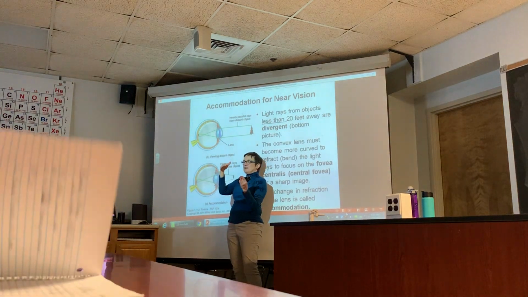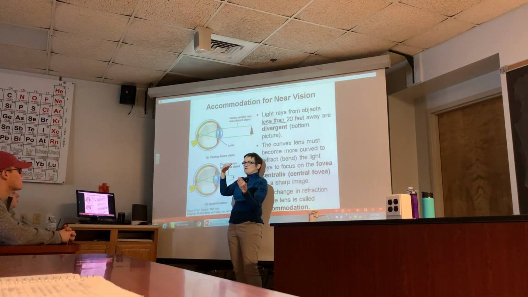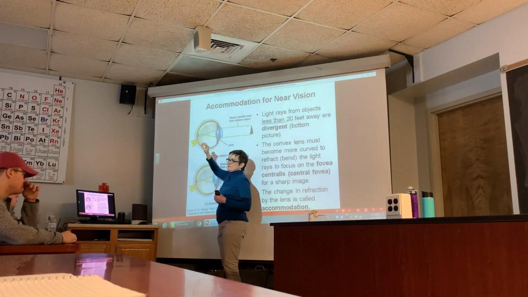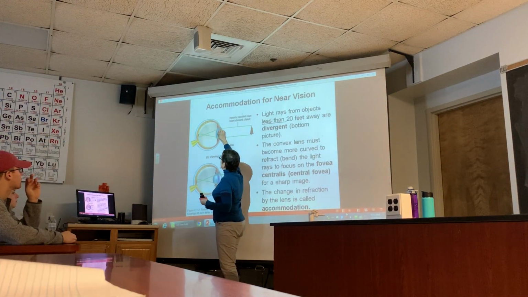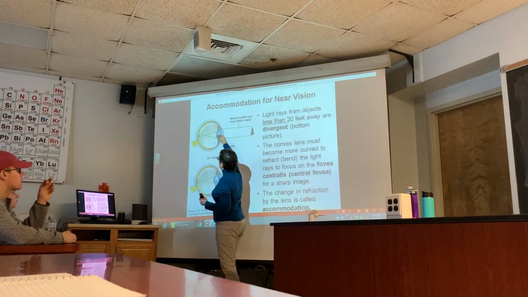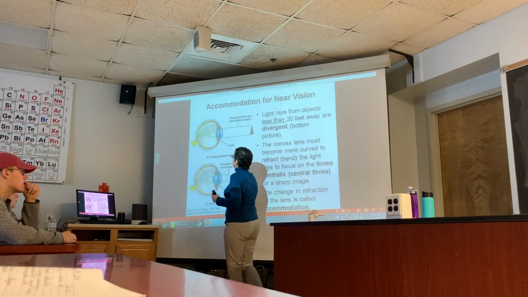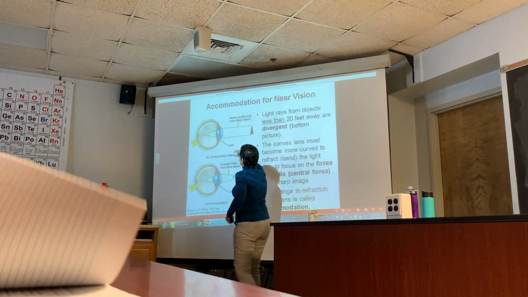Light rays are parallel to each other for the most part. They're over 20 feet away, and so there's not much bending of the light that needs to be done. So the lens is going to be elongated. And we'll look at what's causing that elongation in just a moment.